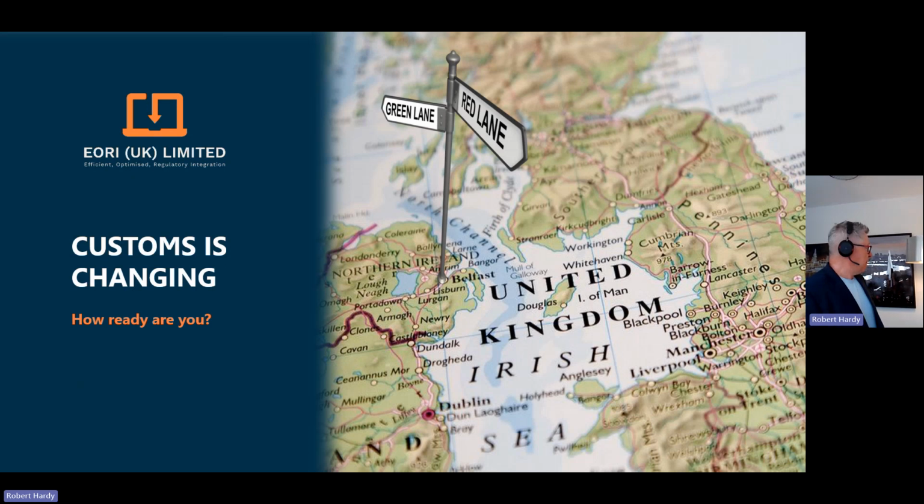Just as a confirmation, when I speak about the Windsor framework as EORI, I speak as EORI, not TSS. We are part of the TSS consortium, so if you want granular level detail, then refer to the NICTA site, refer to TSS.